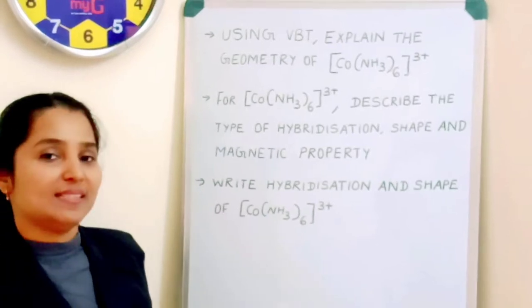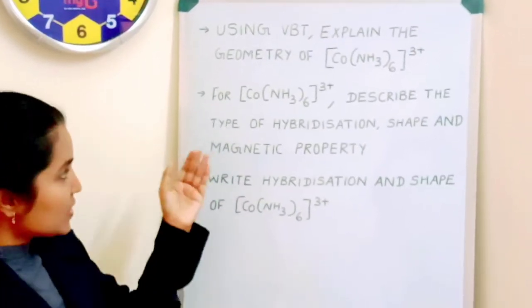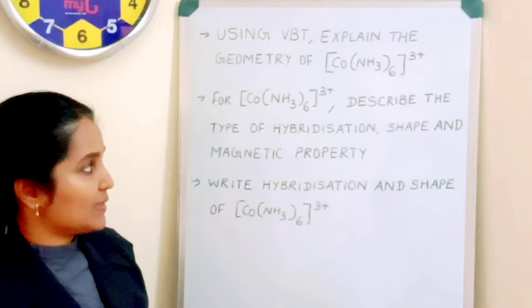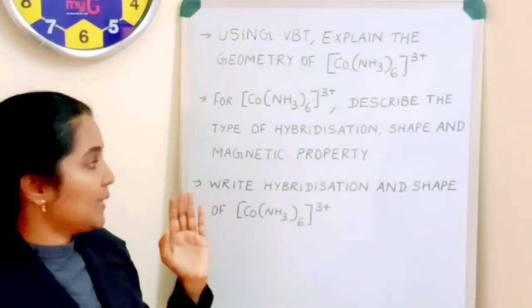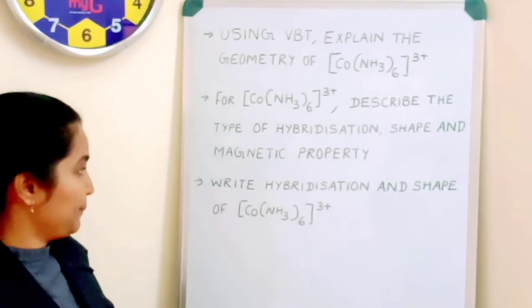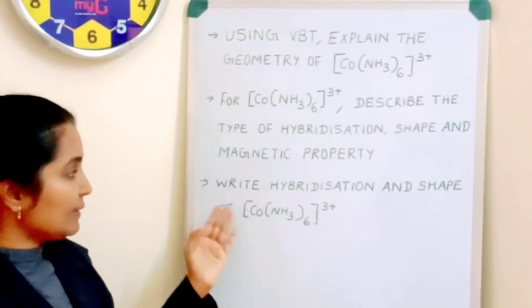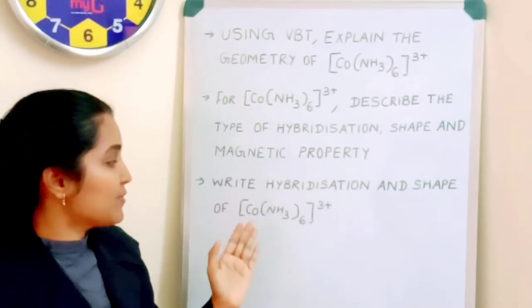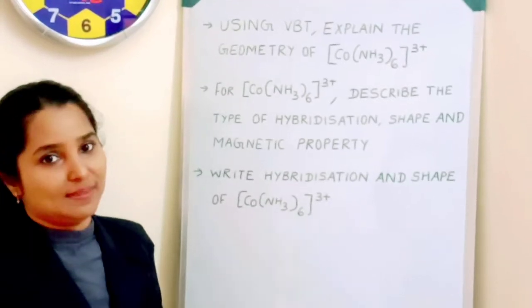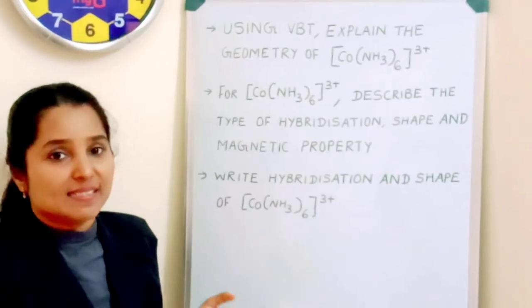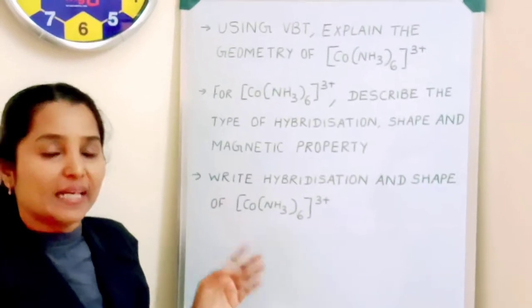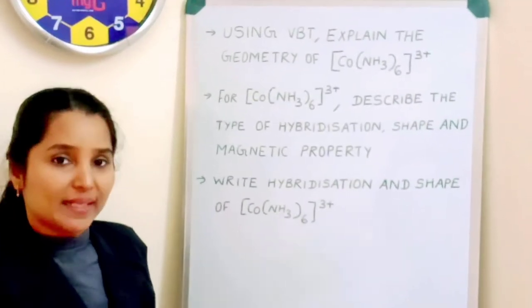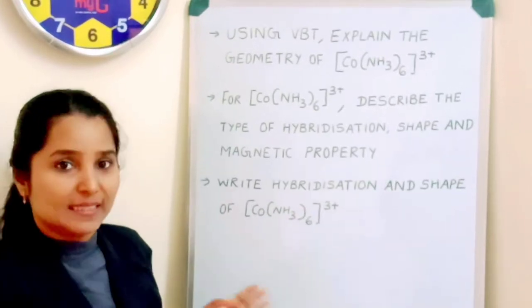That same question is asked in another format. For [Co(NH3)6]3+, describe the type of hybridization, shape and magnetic property. The same question is asked: write hybridization and shape of [Co(NH3)6]3+. So it's the same question asked in different ways. Let's see how we can use VBT to explain the hybridization, geometry and magnetic behavior of this particular coordination compound.